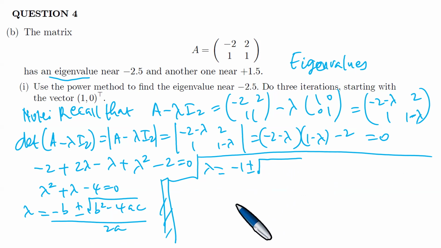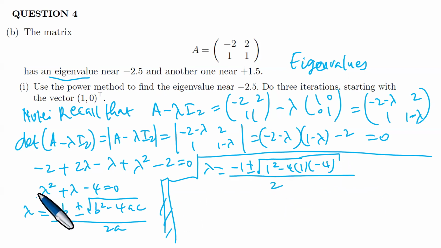I'm going to explain why I'm giving this note here. Lambda squared plus lambda minus 4 equals 0. So you'd find, therefore, that this is going to be exactly b squared, which is 1 squared, for a is 1, c is minus 4, all over 2a, and a is 1. Which is minus 1 plus or minus the square root of 17 divided by 2.